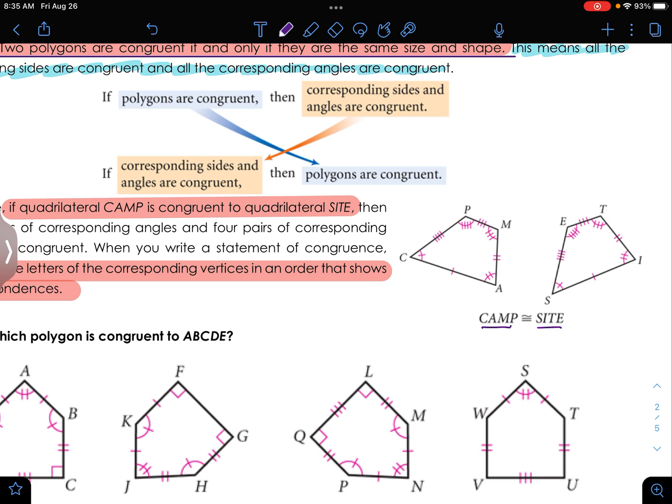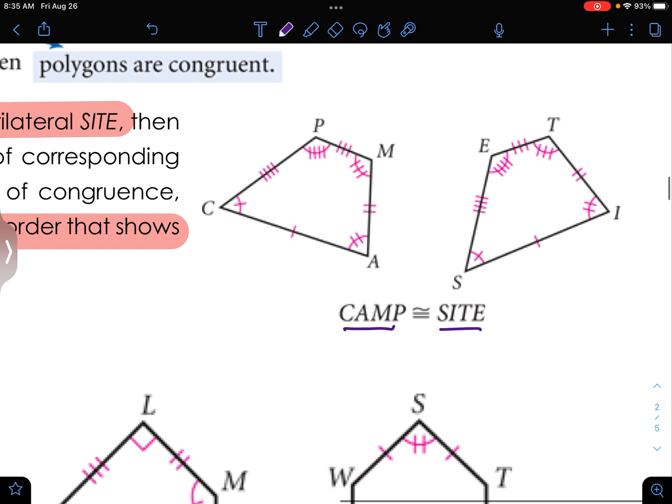And so when you're naming or creating a congruence statement for polygons, what you have to do is make sure that corresponding sides and angles line up. So if we look at this, we list angle C first. So angle C has one tick mark. Now we list angle S first. The reason we list angle S first is because it has one tick mark. It corresponds to angle C. It is congruent to angle C.